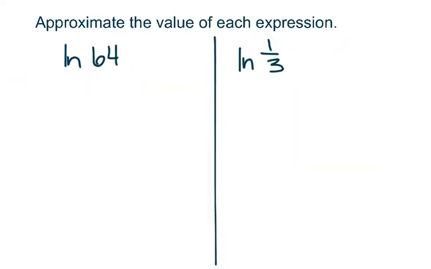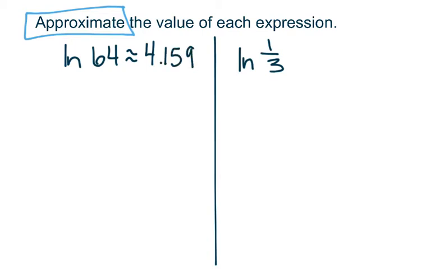Alright, and then if we're just approximating the value, approximate and calculate and evaluate all kind of mean the same thing. All you're doing is just putting that in the calculator and rounding. So if I type in natural log of 64, remember to use 3 decimal places. This is like an approximation symbol. It also means equivalent. So I should get 4.159. I do the next one, the natural log of 1/3, and I round to 3 decimal places. I get negative 1.099.